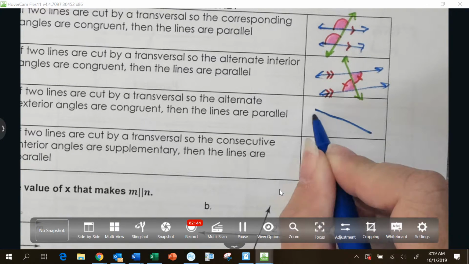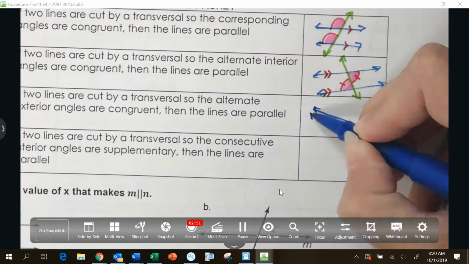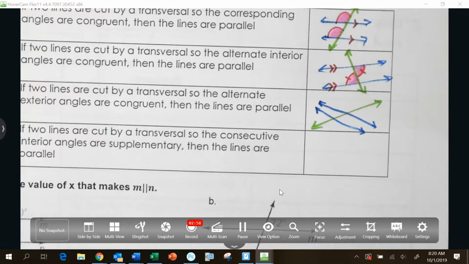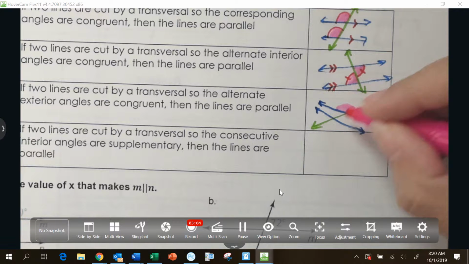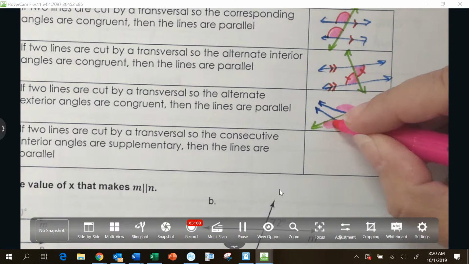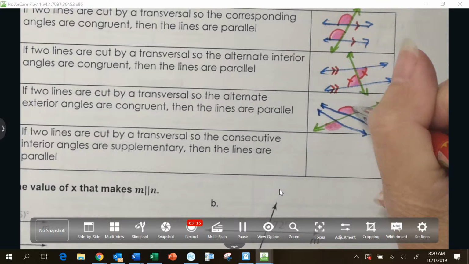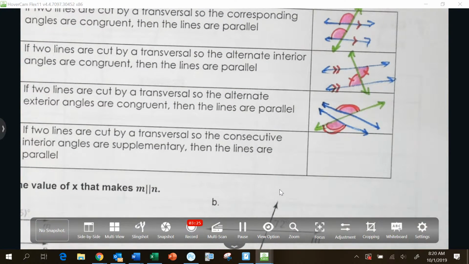Alternate exterior angles converse. If I've got two lines, and those were really bad lines, sorry. We have two lines cut by a transversal. And if we have alternate exterior angles congruent, that tells me what? That tells me the lines are parallel.